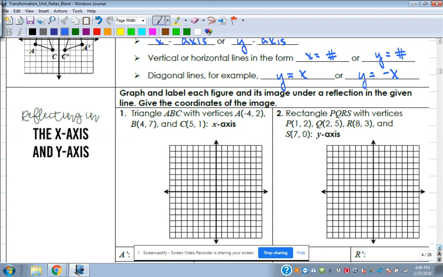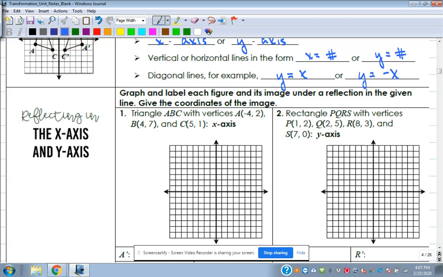We're going to do a couple of reflections here. We'll do a reflection across the x and the y-axis with number 1 and number 2 there. So triangle ABC has these vertices, corners at A being (-4, 2), B being (4, 7), and C being (5, 1). And we want to reflect across the x-axis.